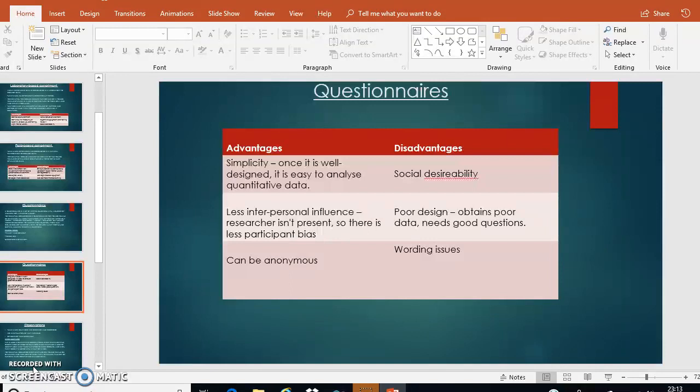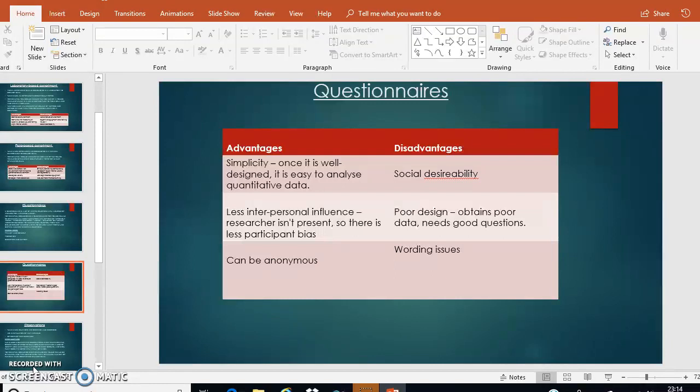There's less interpersonal influence, so the researcher isn't present, so there's less participant bias, so there won't be any pressure from the researcher when the participant is trying to complete the questionnaire. And it can also be anonymous. So if people don't want to reveal their identity about their certain views, they can just remain anonymous, so no one will know that the certain person has said that.